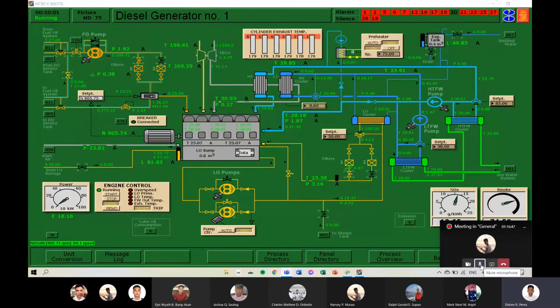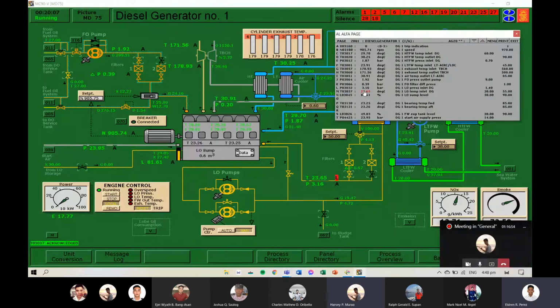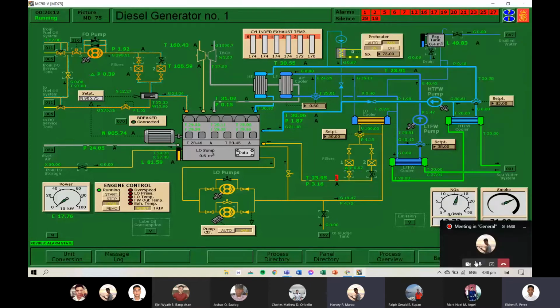RPMs already 905. Again, whenever there is an alarm, acknowledge it to return to its normal condition. Next. Chief Engineer Perez, sir, put on auto mode the preheater. Done. Chief Engineer Perez, sir, put the lube oil priming pump to auto. Done. And lastly, Chief Engineer Perez, sir, put the engine control to remote.